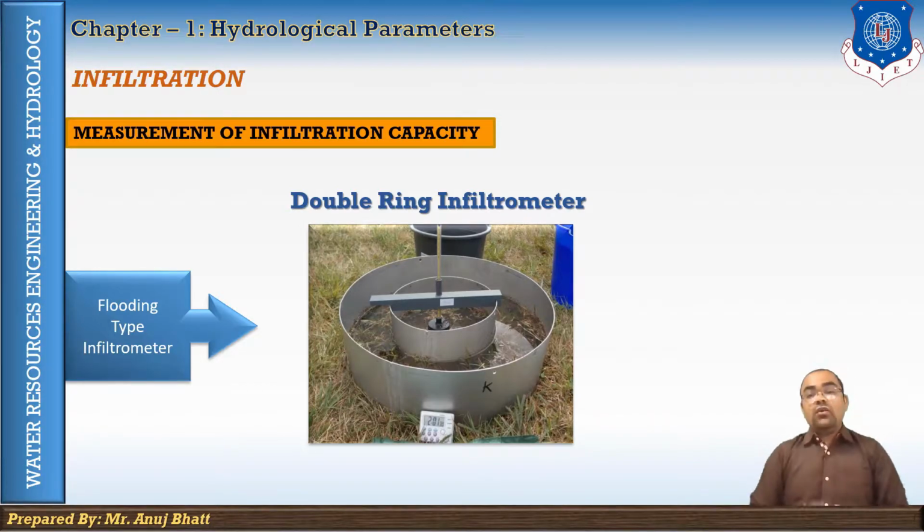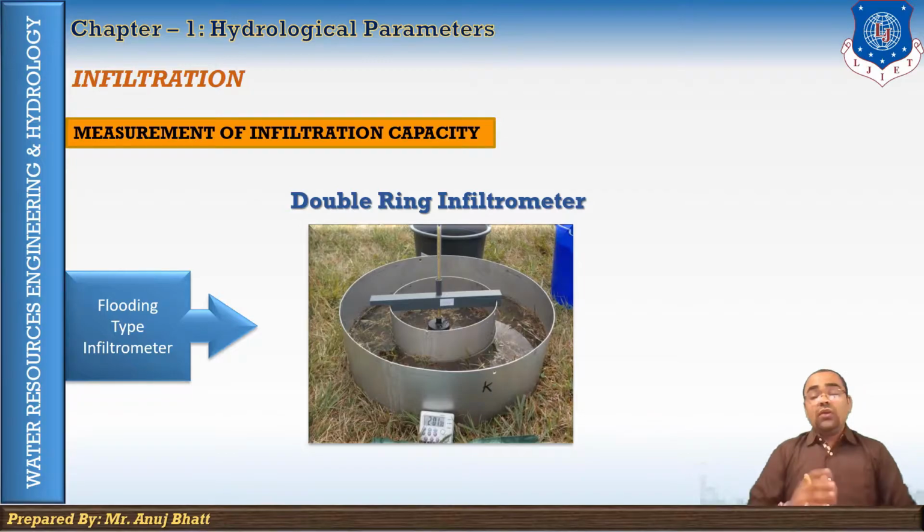The volume of water that is added at successive time intervals to maintain the constant depth of flooding in the inner ring is recorded to facilitate the computation of infiltration capacity or the infiltration rate. This double ring infiltrometer is more accurate than the simple flooding type infiltrometer.